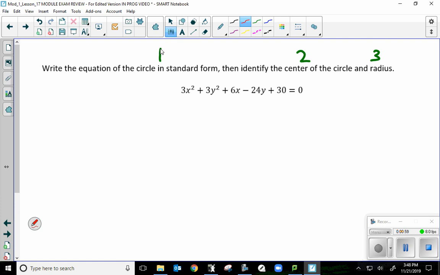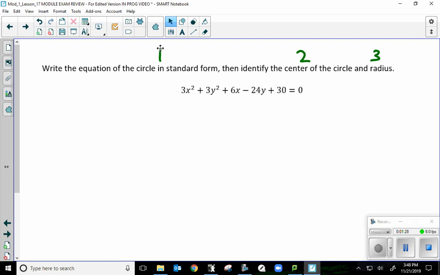They give me 3x squared plus 3y squared plus 6x minus 24y plus 30 equals 0. So I'm looking at this, and in order to get an equation of a circle from something of this nature, I'm going to have to use the process of completing the square. I'm going to have to do it for my x variables and also for my y variables, but I'm going to do them together as I go.